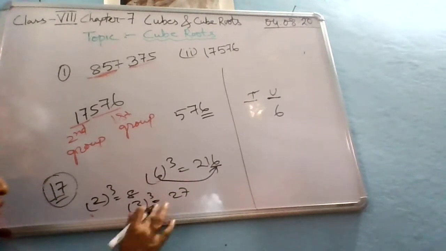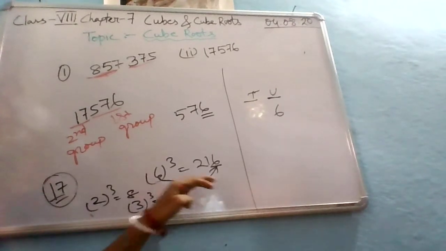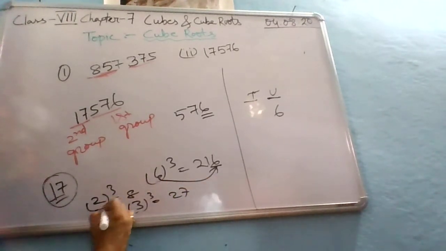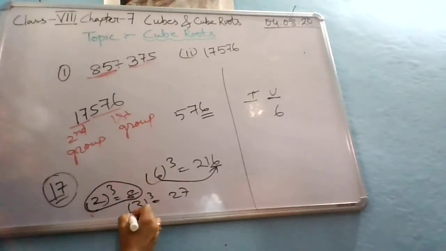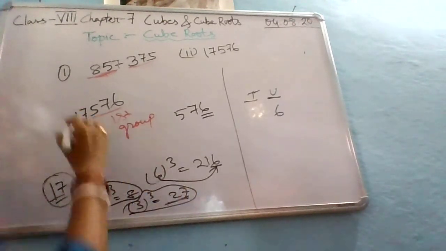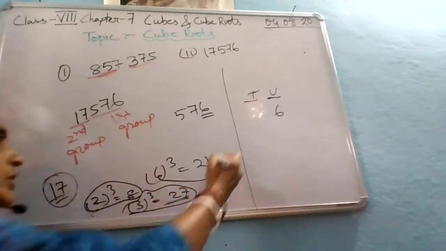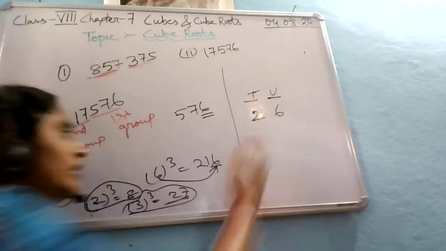Then no need of going further for the bigger numbers. So here for 2 I have 8 and for 3 I have 27. Here I cannot consider the bigger one because it is 17. So I have to go for the smaller one. So what cube am I getting? I am getting 2 cube, that is equal to 8. So I will consider 2 here in the tens place.